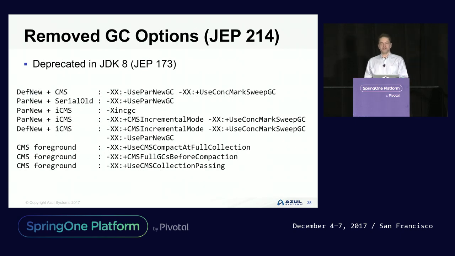Various garbage collection options have been deleted. So these were all deprecated in JDK 8. If you've been using them, you will get a warning message already, so you should know by now that they are going to go. Things like parallel new and serial old, which is a very strange combination that doesn't work anymore, and mostly around incremental concurrent mark sweep. So those combinations are now no longer accepted.